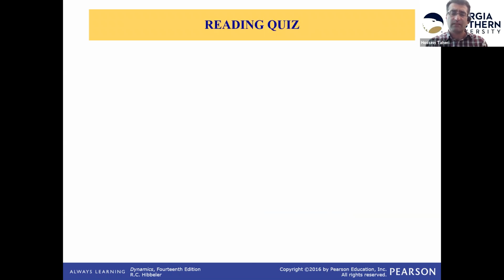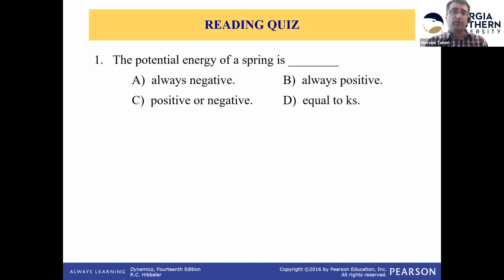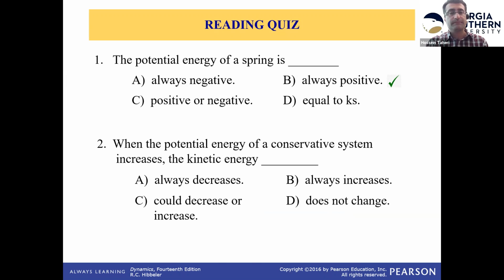Let's practice the concept. The first question asks how you can find the potential energy of a spring. The answer is that it's always positive, because you have 1/2 positive value, k positive value, and then s squared, which is always positive. The second question says that when the potential energy of a conservative system increases, the kinetic energy is always decreasing, because we know that you are talking about constant variables.